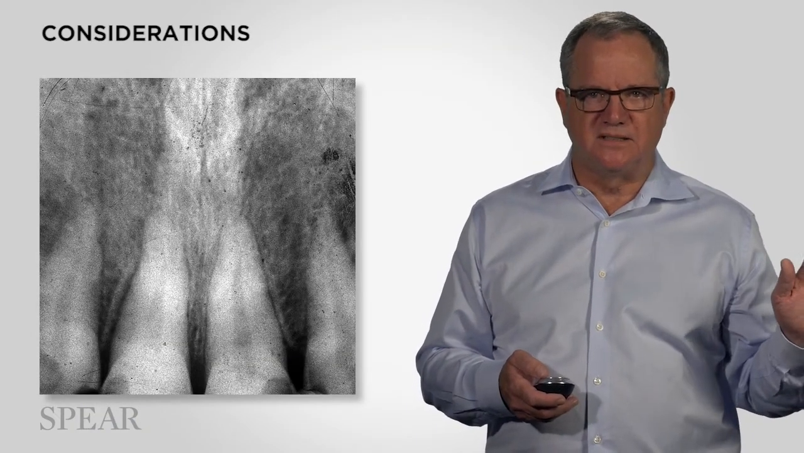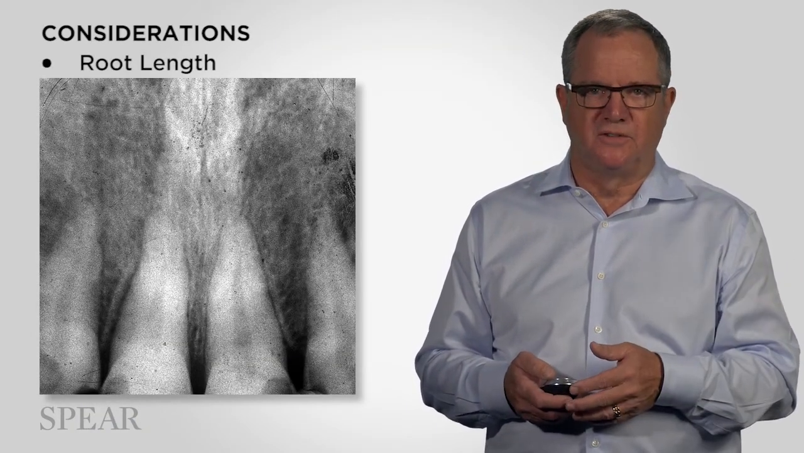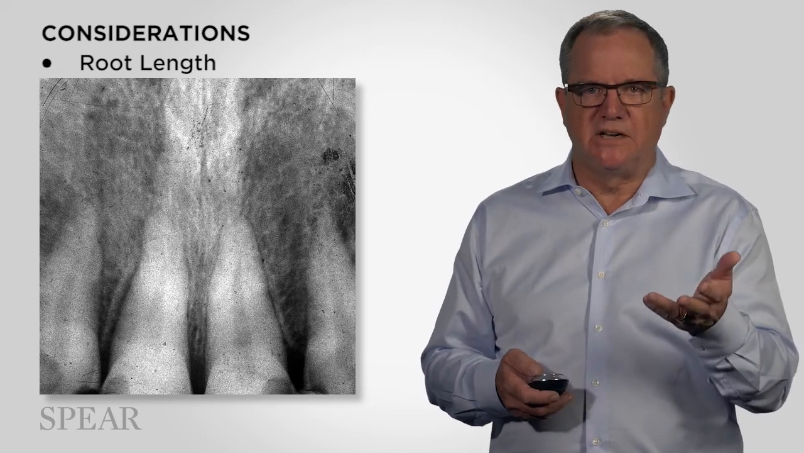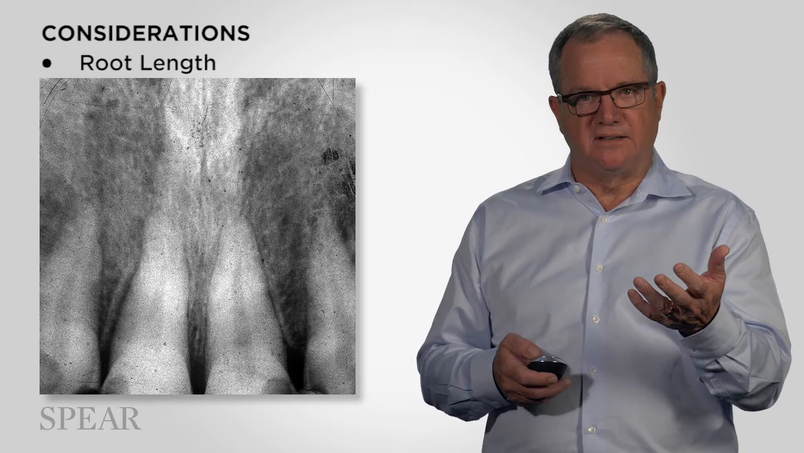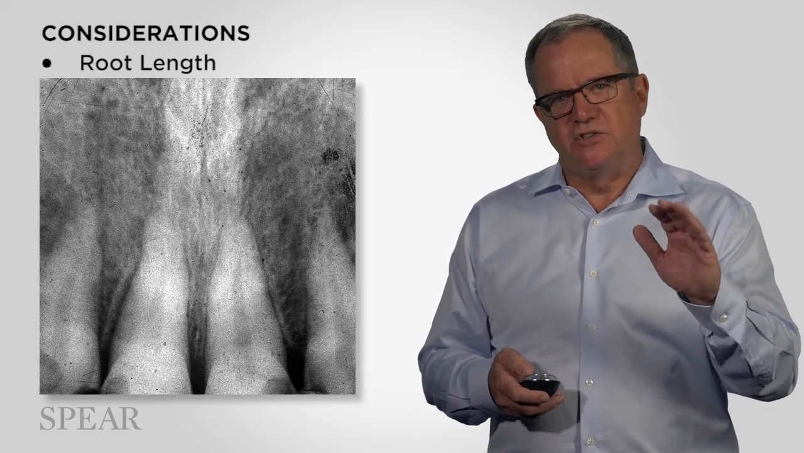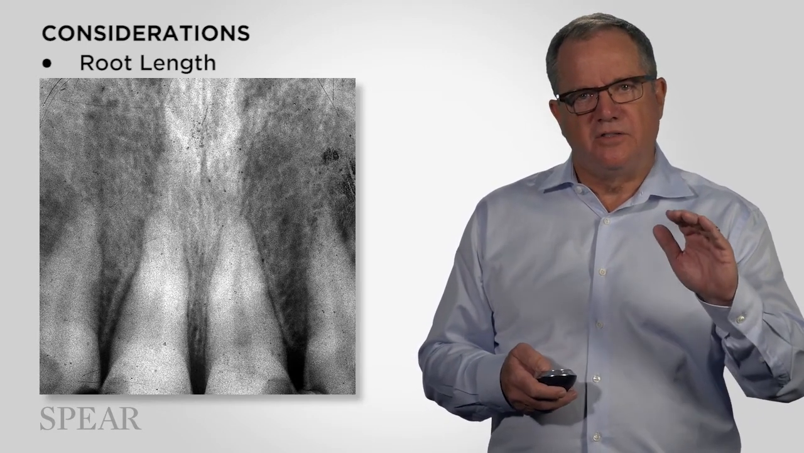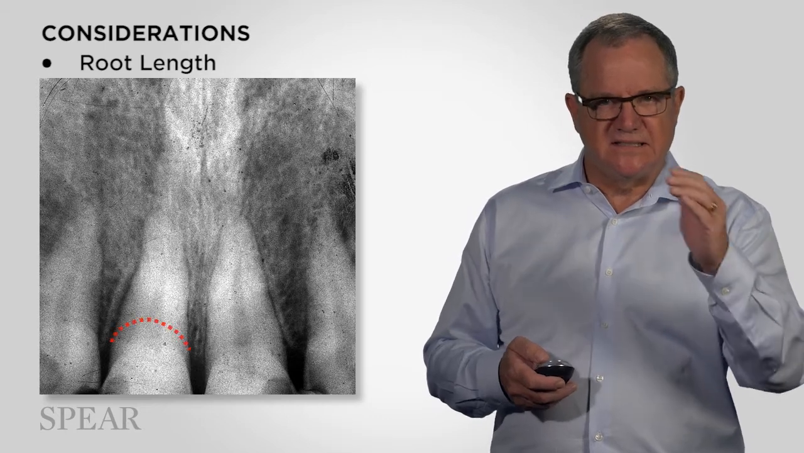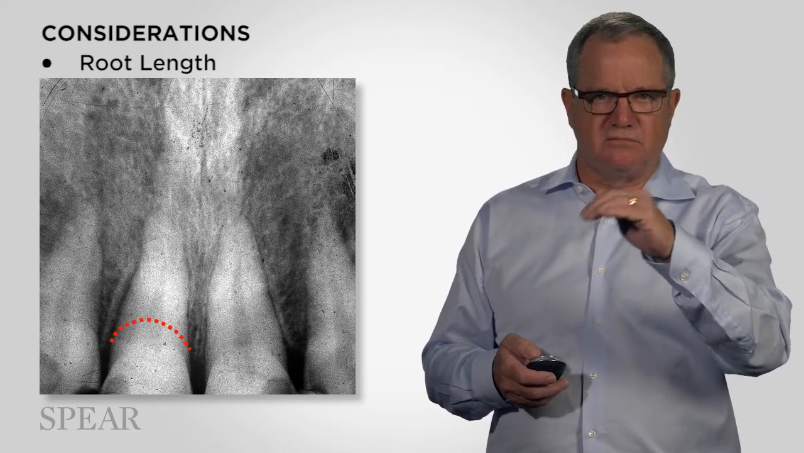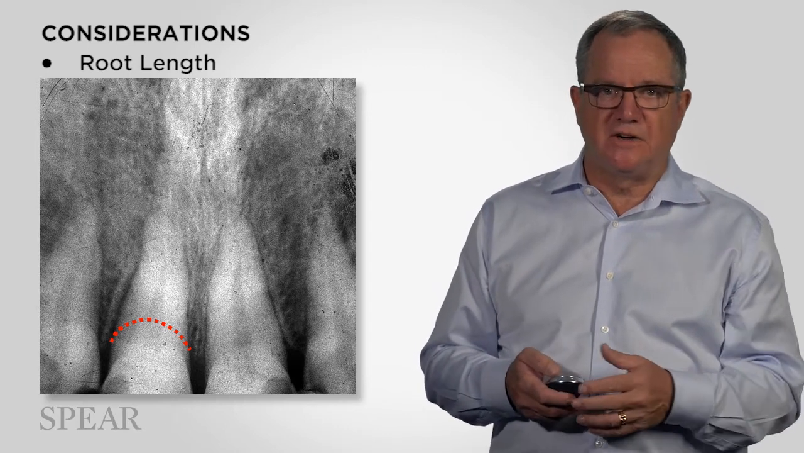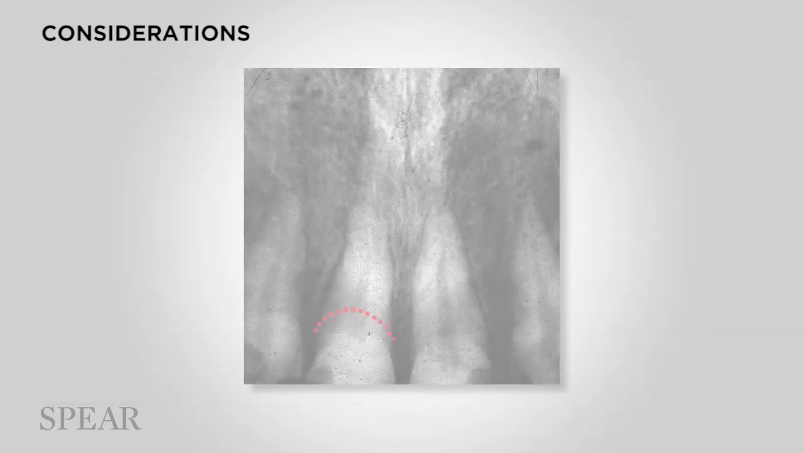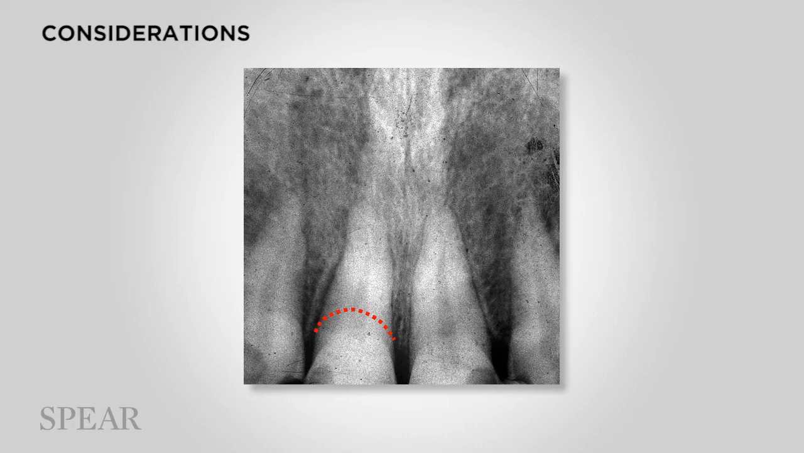Number one on my list is the length of the roots. This is a radiograph of a patient who needs their teeth intruded or crown lengthened. And what I would usually do is take that radiograph, identify the existing crestal bone location and put a line on it. And then ask yourself, how many millimeters of crown lengthening do you need? I'll just draw a line on this one to illustrate.